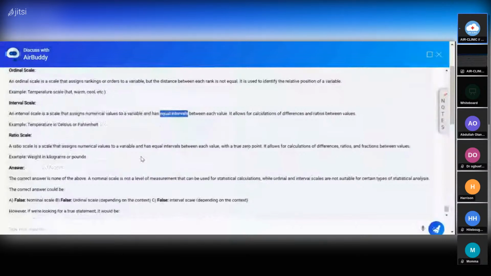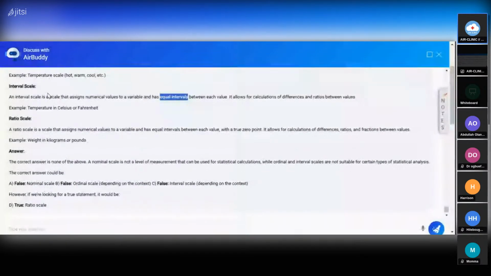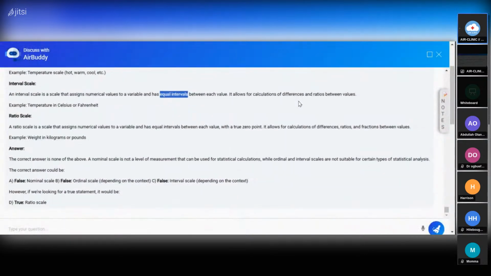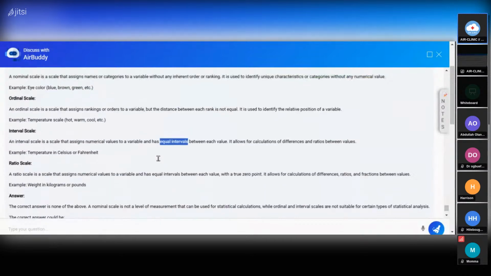Ratio scale assigns numerical values to a variable and has equal intervals between each value, with a true zero point. It allows for calculations of differences, just like interval, but now there can be fractions between values. In intervals there's no fraction, it's like whole numbers, but in ratios you can go as far as necessary. An example is weight in kilograms or pounds. Correct answer. What was the question again?